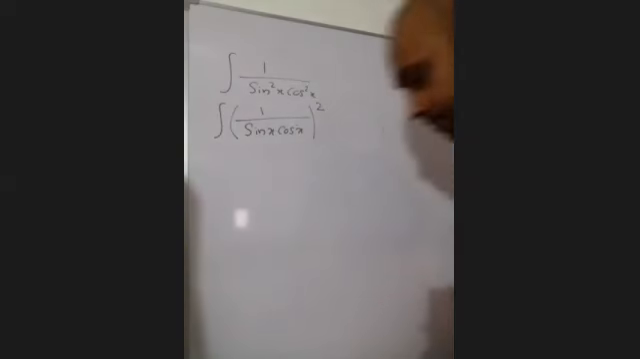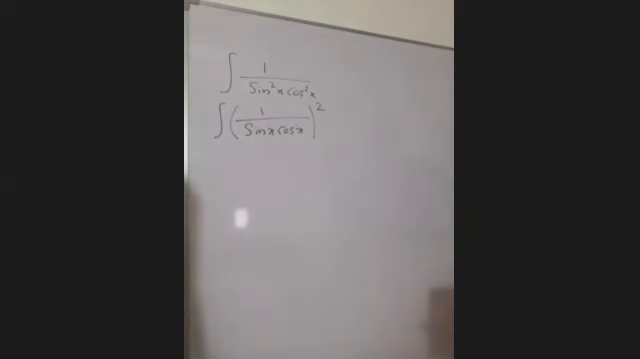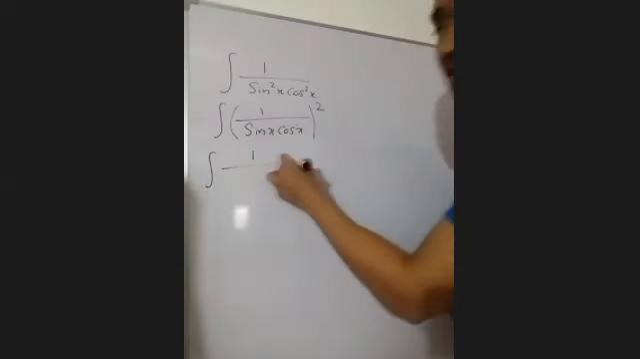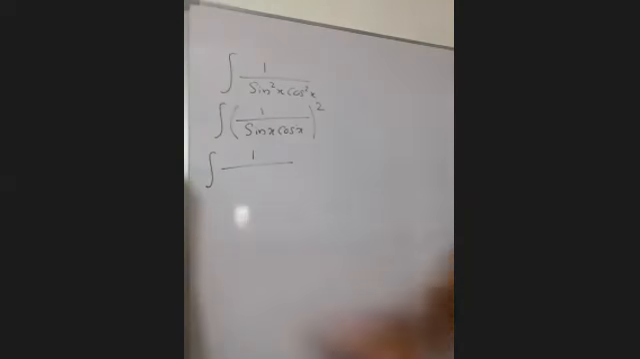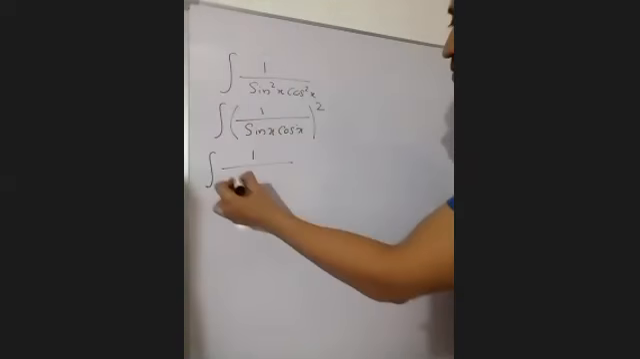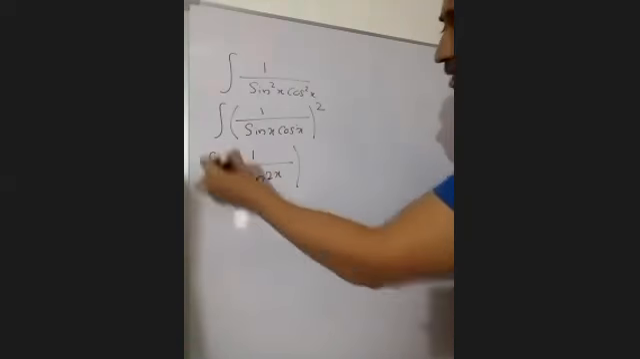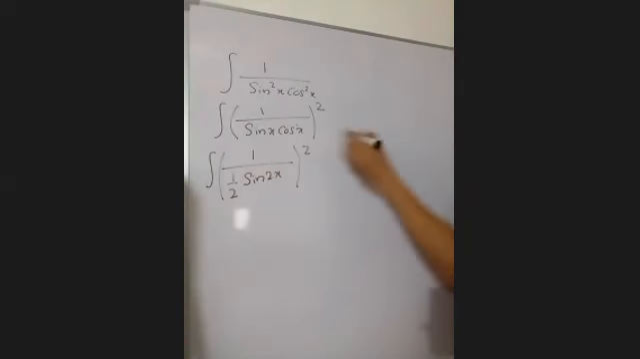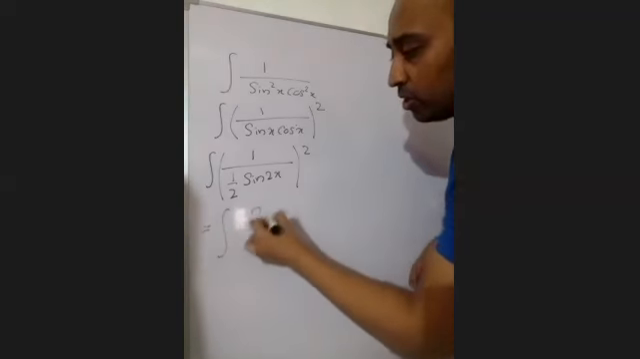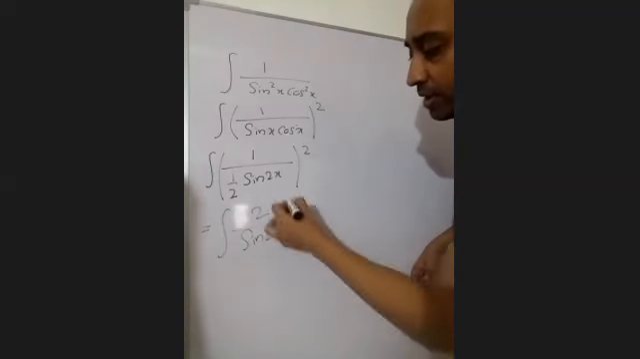Then we know that sin x cos x is 1 over 2 sin 2x, all squared, because you know that sin 2x equals 2 sin x cos x. Therefore, sin x cos x equals 1 over 2 sin 2x. Then you can take this 2 up, so it becomes 4 over (sin 2x) all squared.